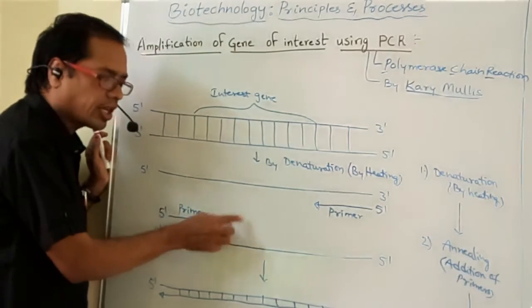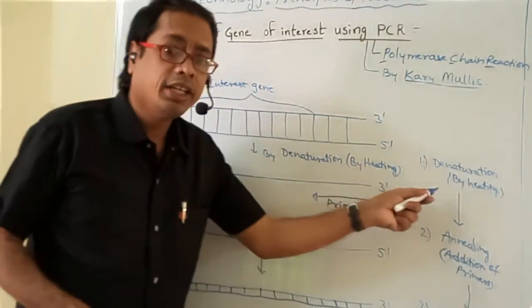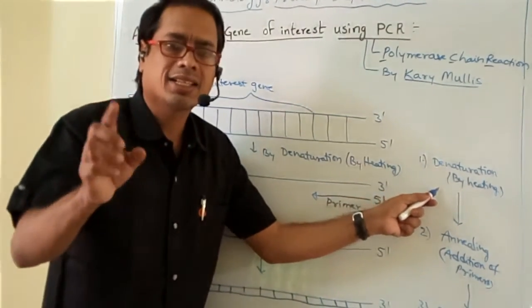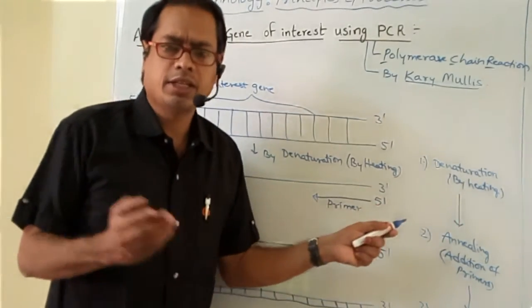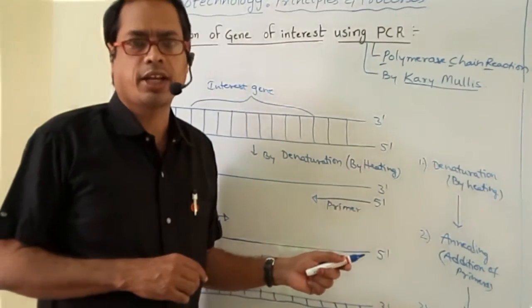First of all, we have to separate the two DNA strands. The separation can be done by a process called denaturation. It is done by heating. High temperature is required, approximately 92 degrees centigrade.